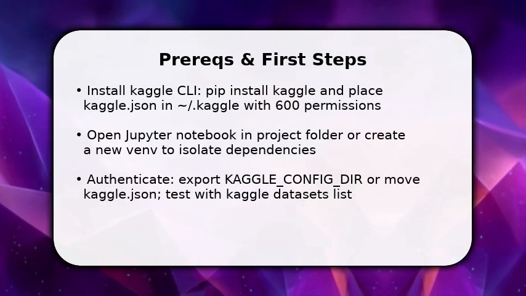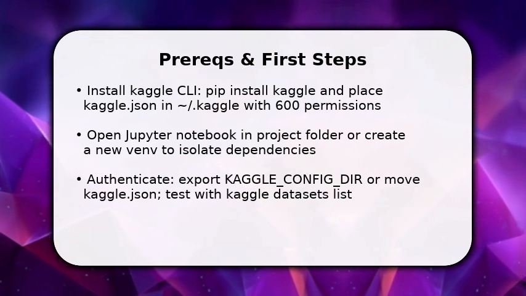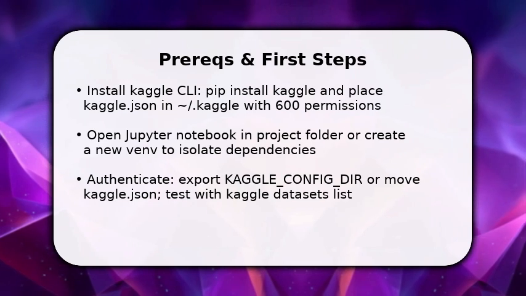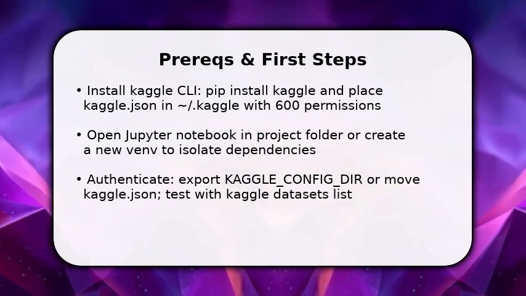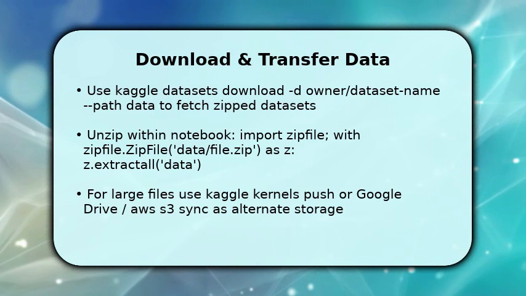Then verify authentication with a quick kaggle datasets list command. If it returns datasets, you're authenticated. This early validation saves time and prevents permission errors later when you try to download files directly.